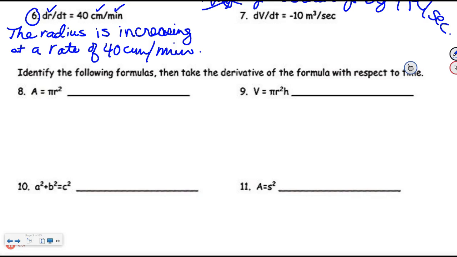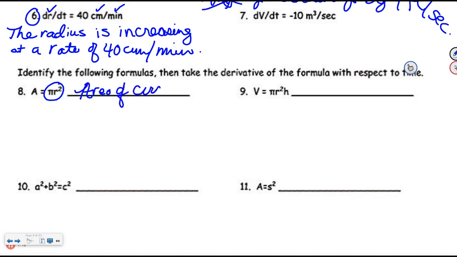All right, so in the next thing we're going to have formulas that we're going to start off mostly with geometric formulas because that's what we know. But this process can be applied to a formula for anything that's changing over time. So this says to identify what formula this is first. Pi r squared is obviously the formula for the area of a circle.